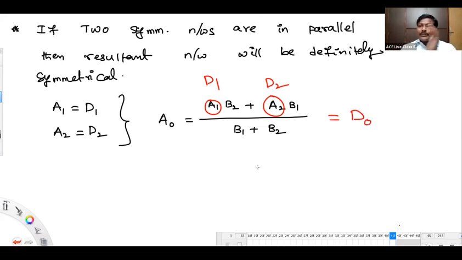Means if A1 equals D1 and A2 equals D2, then obviously the A0 and D0 values will be equal. Then obviously your resultant network will be symmetric. So I think all of you understood this cascade connection and parallel connections. Is it okay?